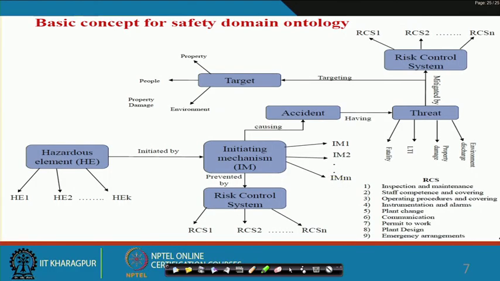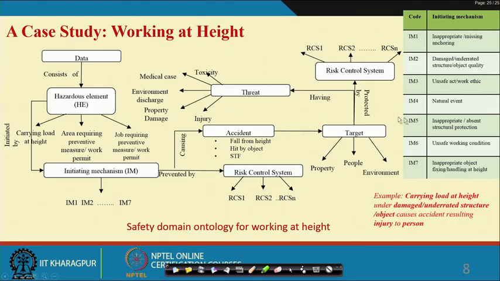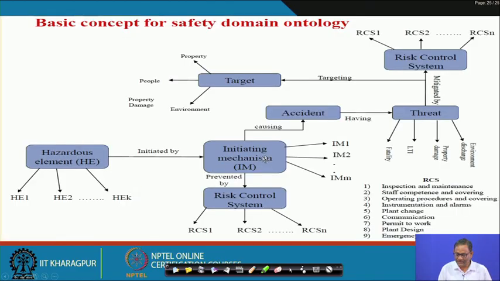Now, with the help of the hazard triangle, we have made a model. Here you see that there are components like the hazard element, the initiating mechanism, and the target and threat, and also there is a path. What way have we developed it?